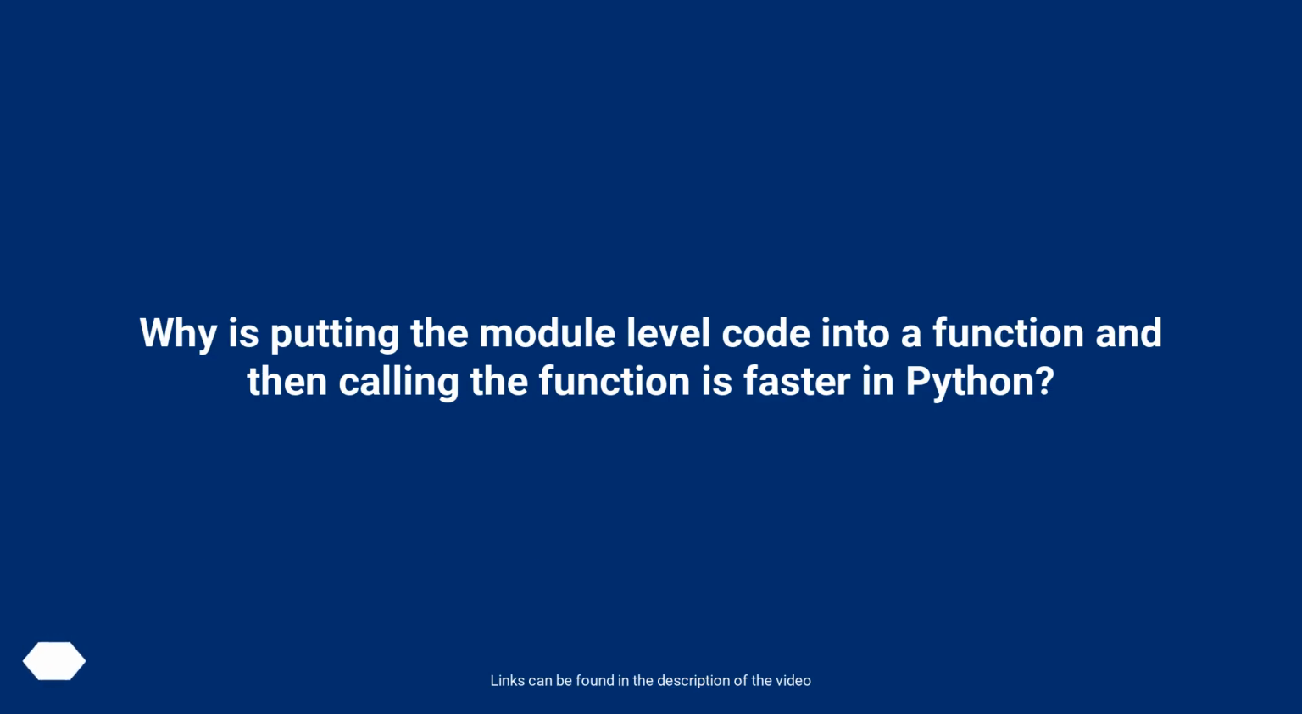Why is putting the module level code into a function and then calling the function faster in Python?